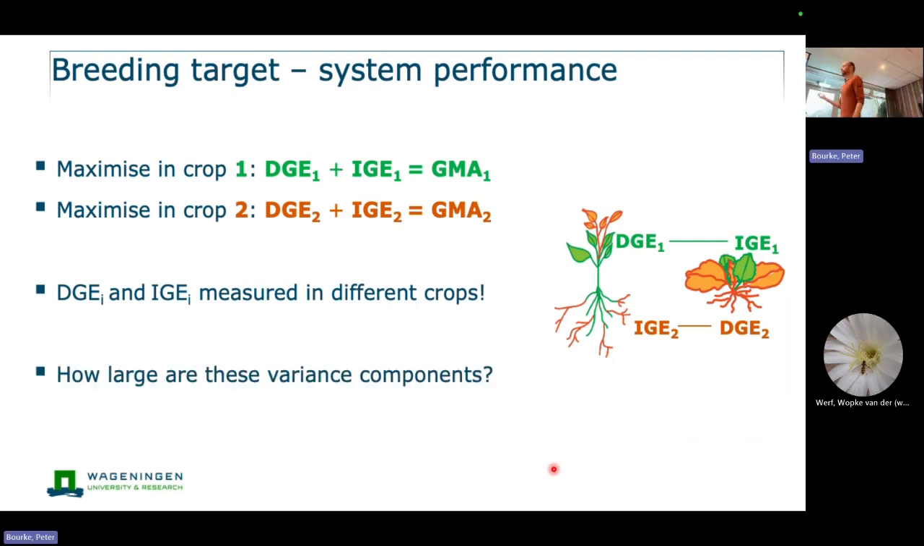Now, before we get any further on how we would actually define a selection scheme for these components and maximizing performance of the system, it would be interesting to know, well, these indirect genetic effects, they look very extreme in this little example here. A massive increase in shoot growth and also root proliferation. It looks very interesting from this little figure, but in practice, how large are these variance components? How large are these indirect genetic effects?